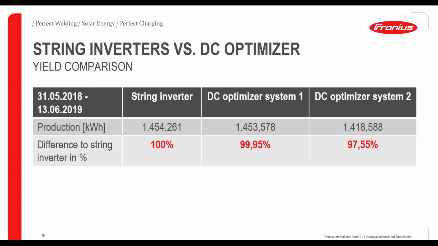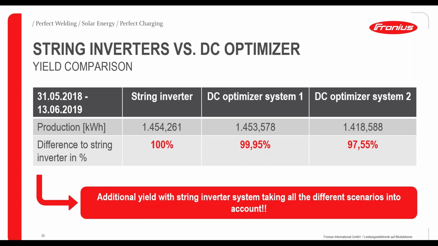Of course, there are systems with strong shadings and so on, where the DC optimizer would run better than the string inverter. But if we cover the whole production of the whole year, we would be better off with the string inverter. If we look at the whole picture, and that's what matters actually for the homeowner also. So that's what I want to mention regarding the optimizers. I've just written it down here: additional yield with string inverter systems, taking all the different scenarios into account, which says a lot in my opinion.